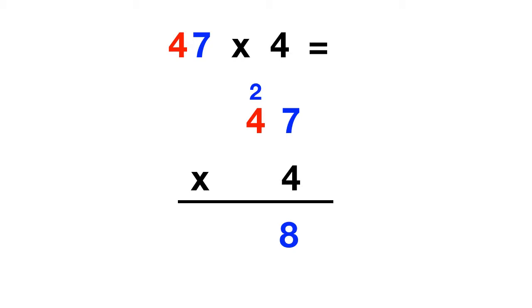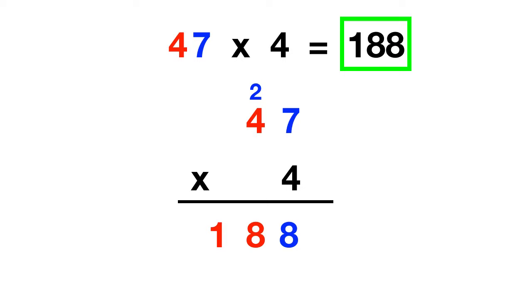Next we have to multiply 4 times this 4. Well, 4 times 4 would be 16, but we have to remember to add in these 2 tens that we regrouped. 16 plus 2 is 18. So 47 times 4 is 188.